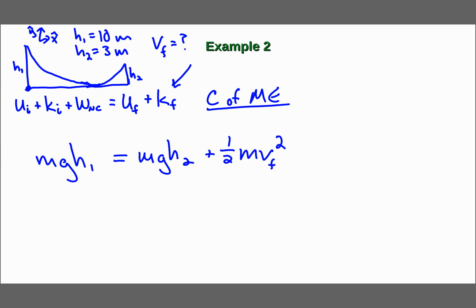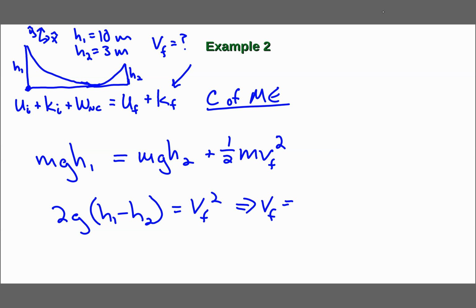Now all I have to do is solve for V, right? I see that M is everywhere. It's going to cancel. I see that I can bring this term over to the left, right? And that I can multiply the whole equation by 2. And if I do that, I get 2g. I'll have h1 minus h2, right? Both of those would have a 2g in front of them, equals Vf squared, which tells me that Vf equals the square root of 2g times h1 minus h2.